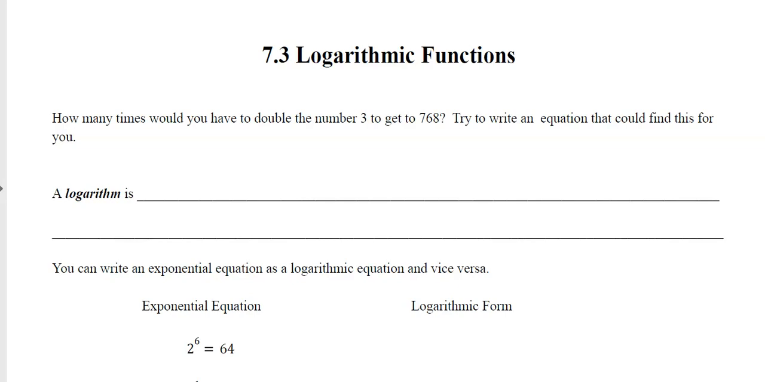All right, 7.3, logarithmic functions. We're going to find out that logs are actually the inverses of exponents. So that's kind of the road that we're going down.